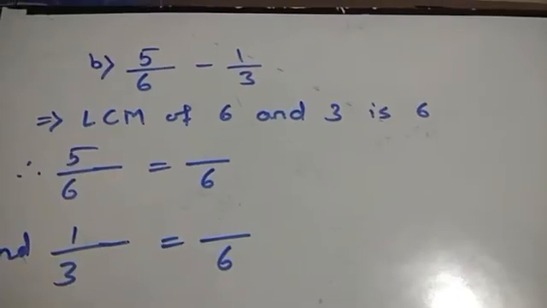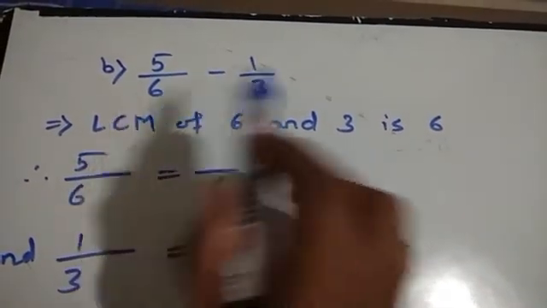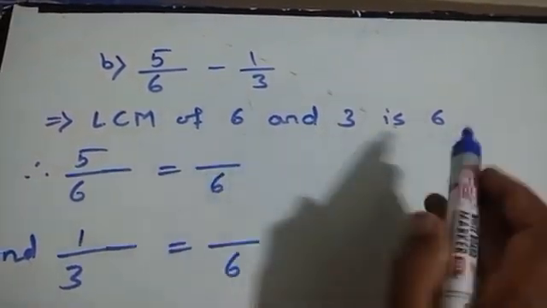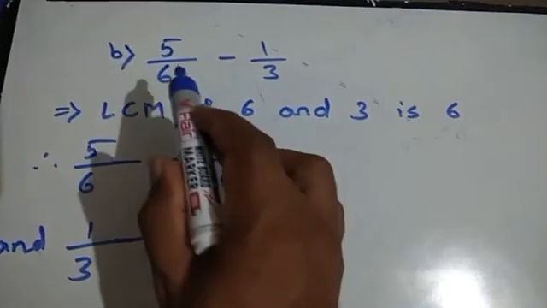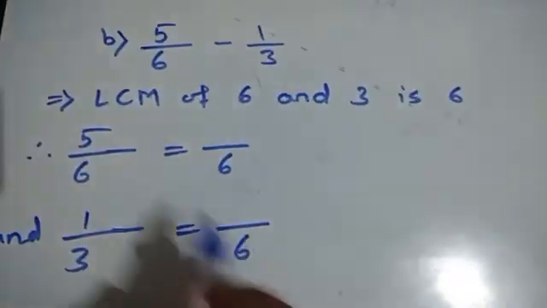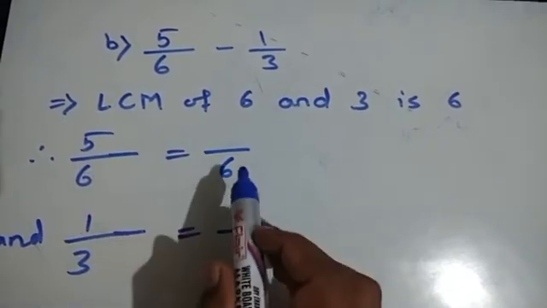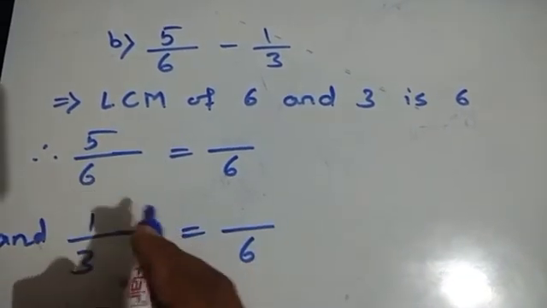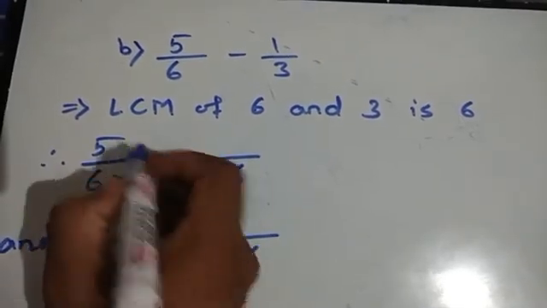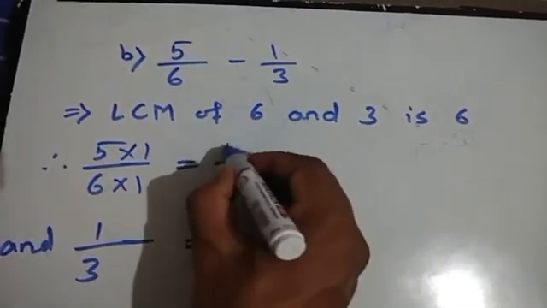See one more example. Again, unlike fractions. Find the LCM of the denominators. LCM of 6 and 3 is 6. Now we are going to convert them into their equivalent fractions with the denominator equal to the LCM. Therefore, 5 upon 6 is equal to, here we want denominator 6. So by which number will you multiply this 6? You will multiply this 6 with 1. 6 1s are 6. So here also multiply by 1. So 5 1s are 5. This fraction will remain as it is.